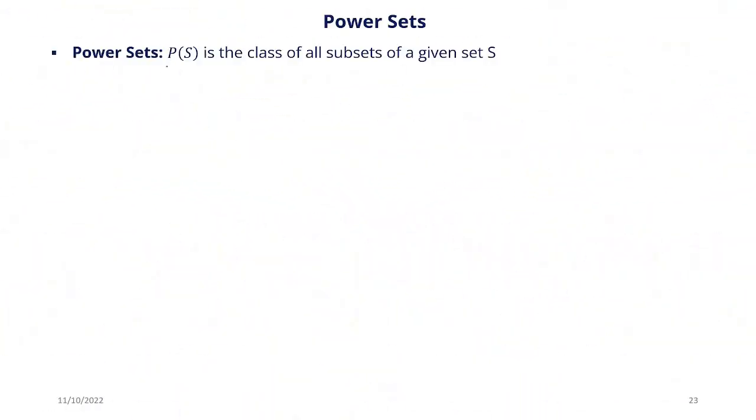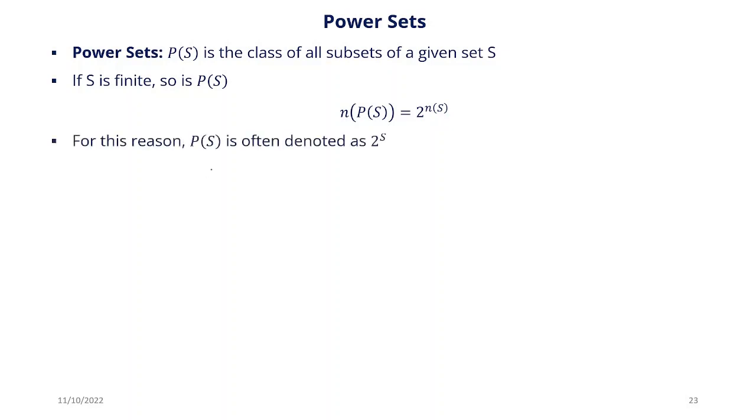Power set, denoted by P(S), is the class of all subsets of a given S. If S is finite, so is P(S). So we write it like this: n(P(S)) equals 2 to the power of n(S), where n(S) is the number of items in S, the cardinality of S. For this reason, P(S) is often denoted as 2 to the power of S. It is the same thing.